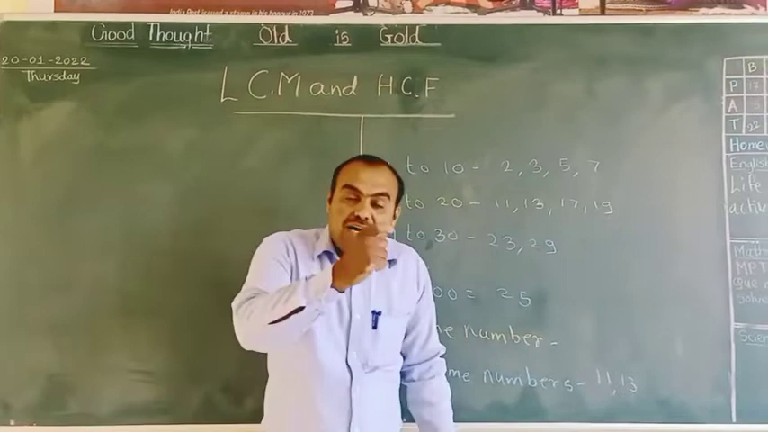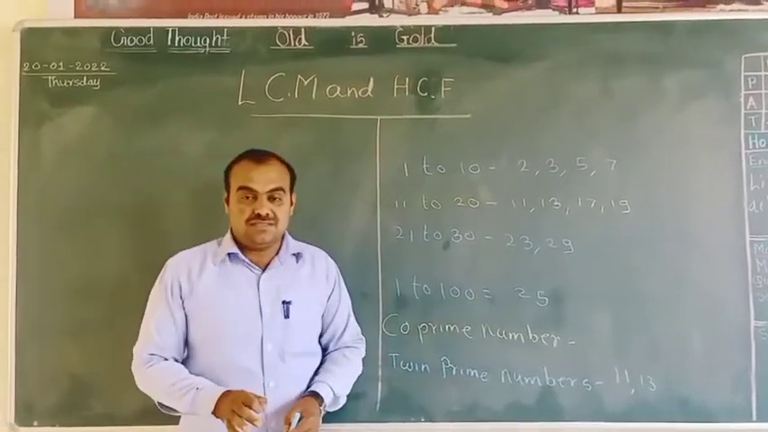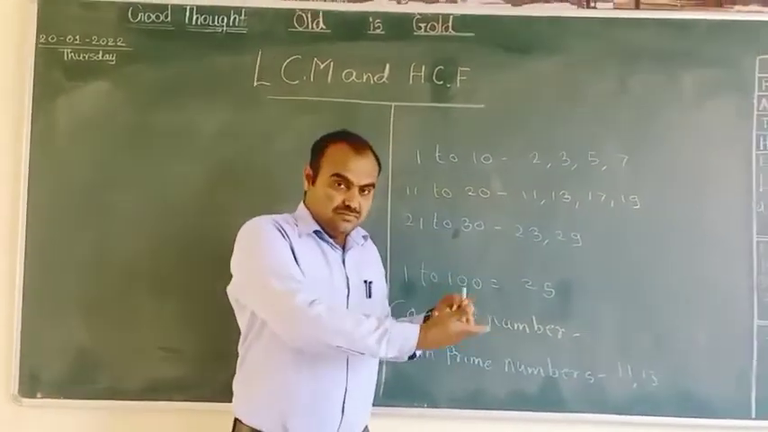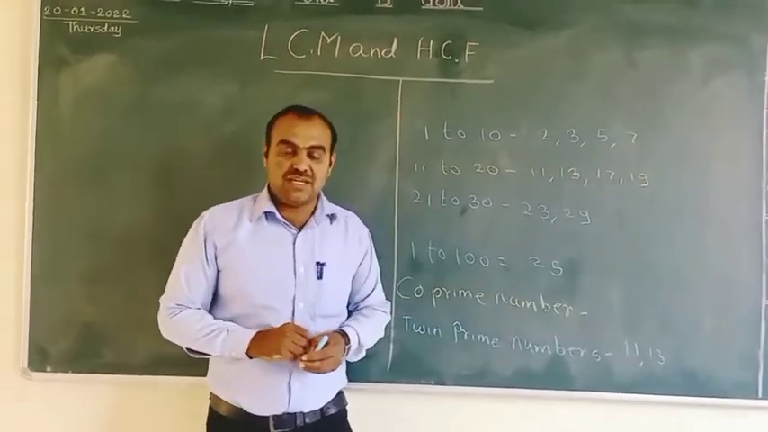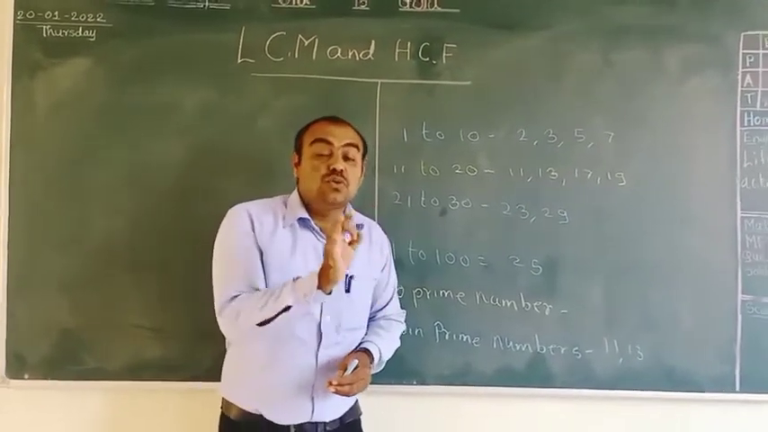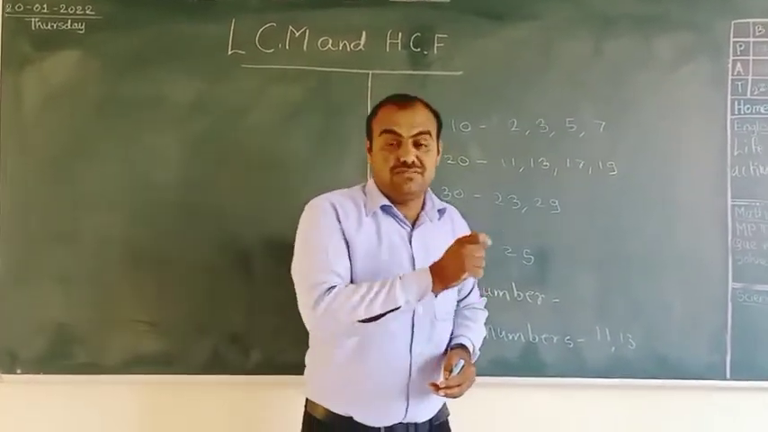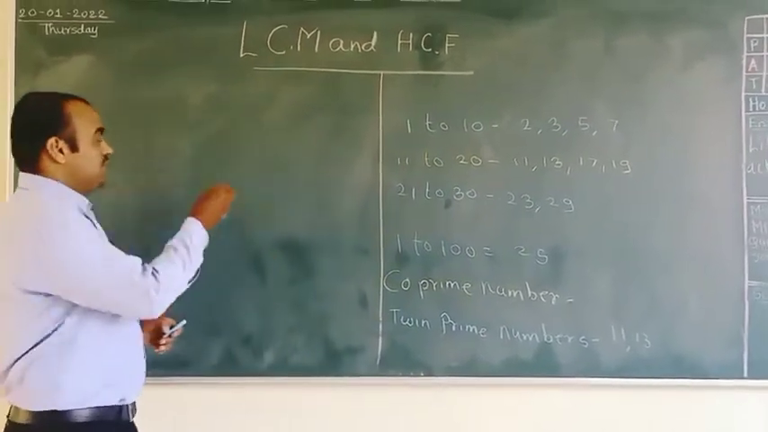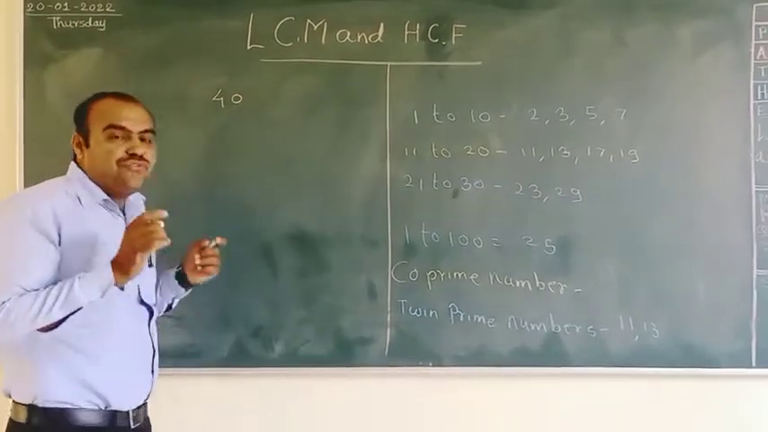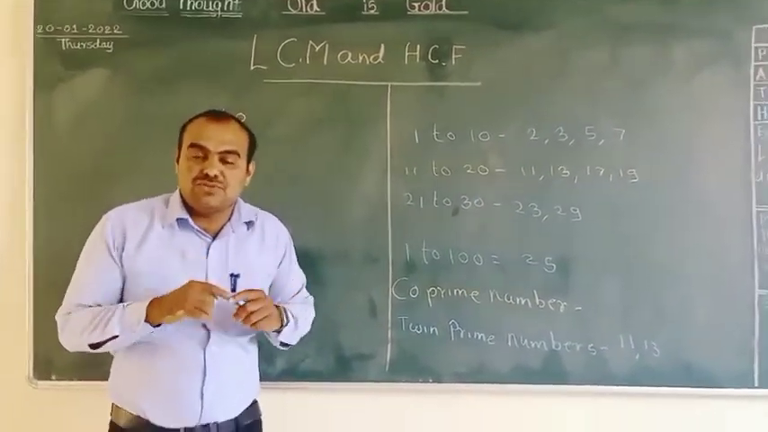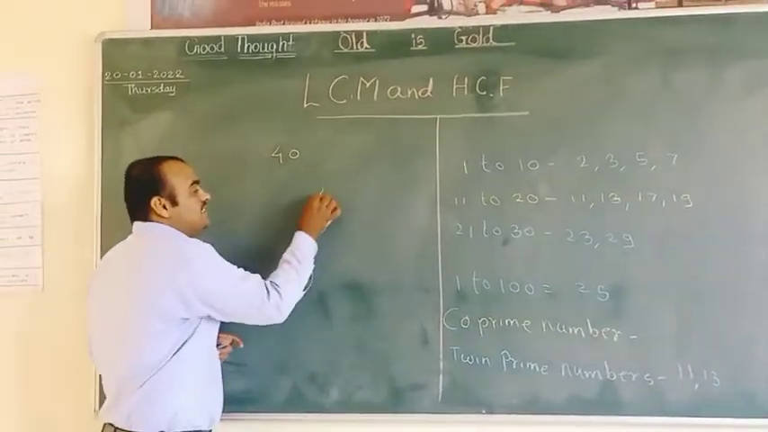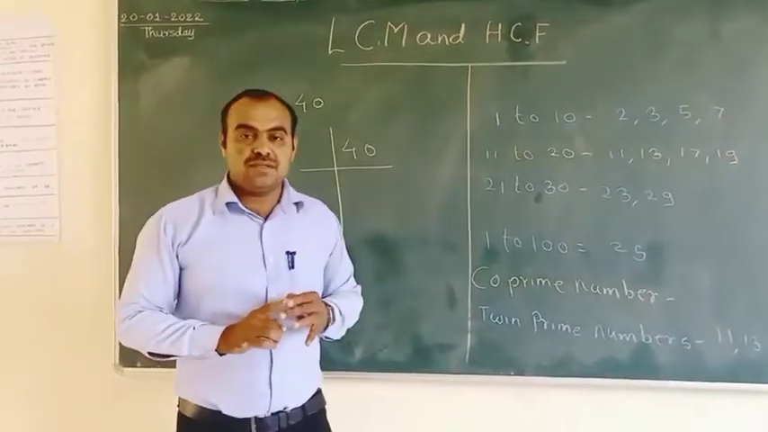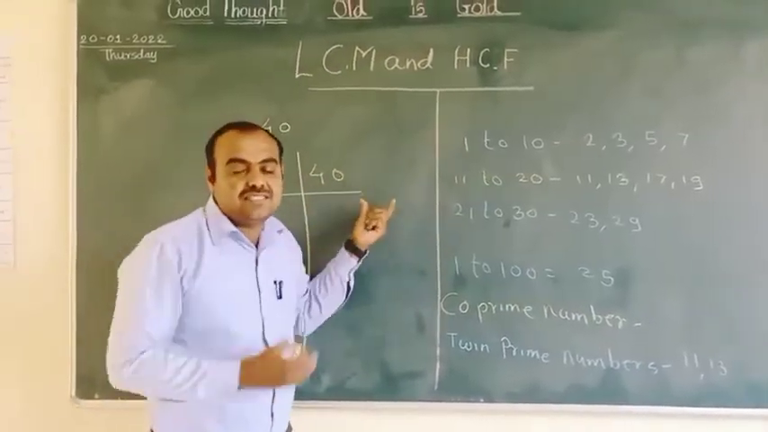Firstly, we have to learn how to find the factors of a number. Then we have to find its HCF and LCM. First, we start with how to factorize a given number. For example, we take the number 40. We have to find its prime factors. For that, we write the 40 like this, on the right side.